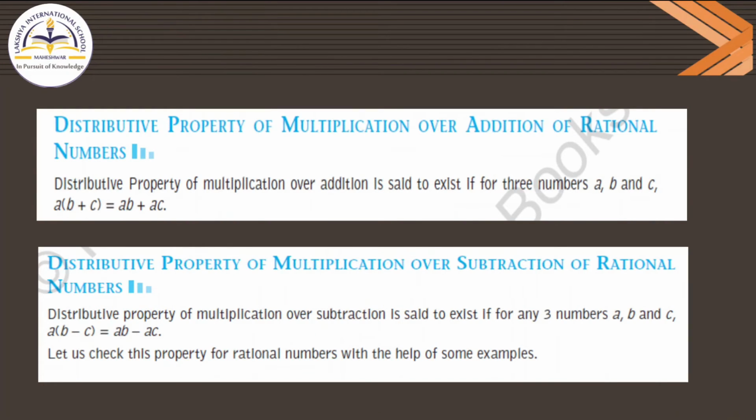Now distributive property of multiplication over addition of rational numbers. So a(b plus c) we can write as ab plus ac. This is the distributive property for addition. Now the distributive property for subtraction is a(b minus c) equal to ab minus ac.